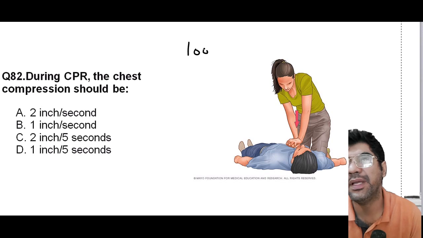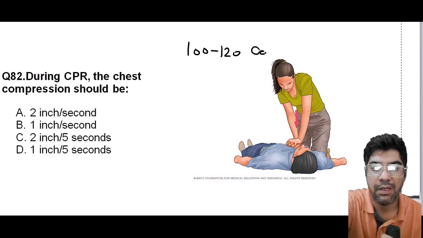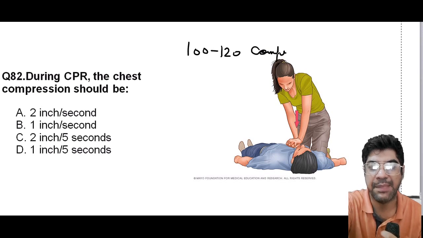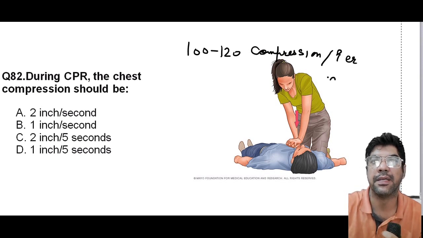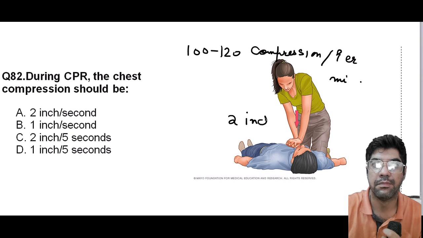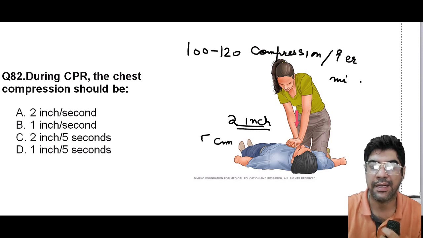Moving to the next question. During CPR, the chest compressions should be performed at a rate of 100 to 120 compressions per minute. To achieve this rate, it is recommended that you compress the chest to a depth of 2 inches, that is 5 centimeters, for adults.